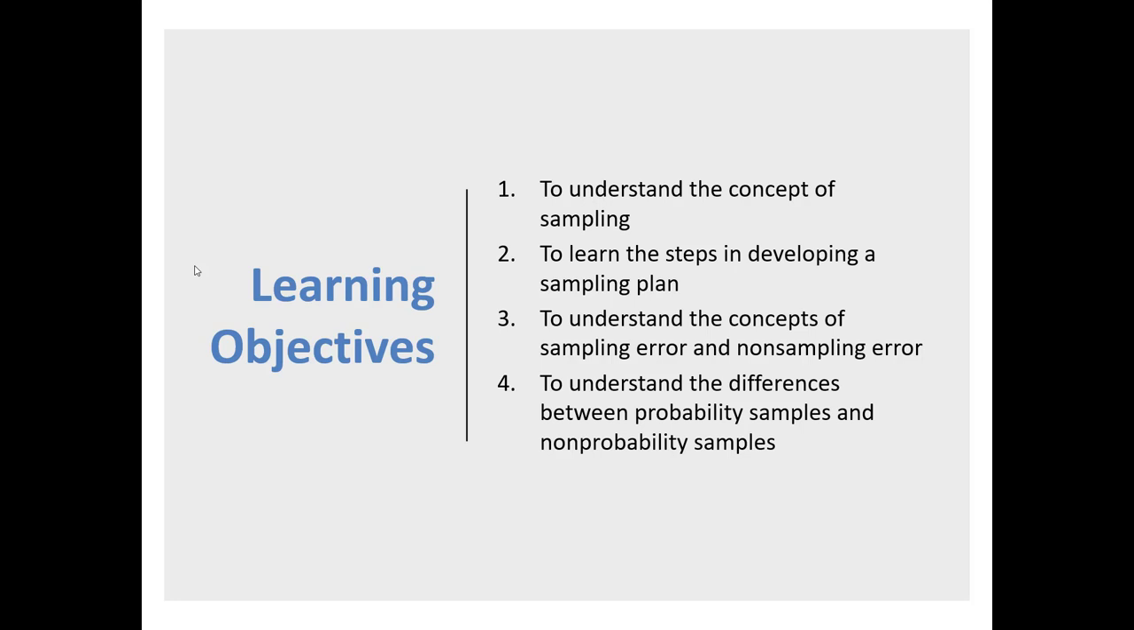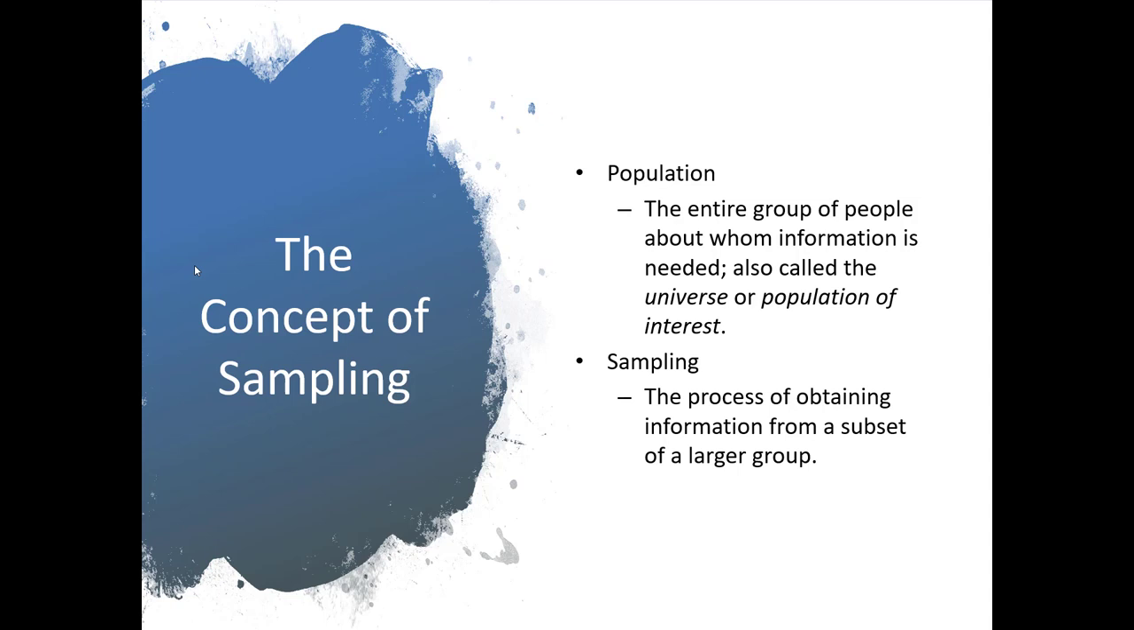So what is sampling? Before we talk about sampling, we need to first understand the concept of population. We all know what a population is, but in statistical terms, population has a specific definition. We also call the population the universe, or a population of interest. The text will give you, say, the entire group of people about whom information is needed.